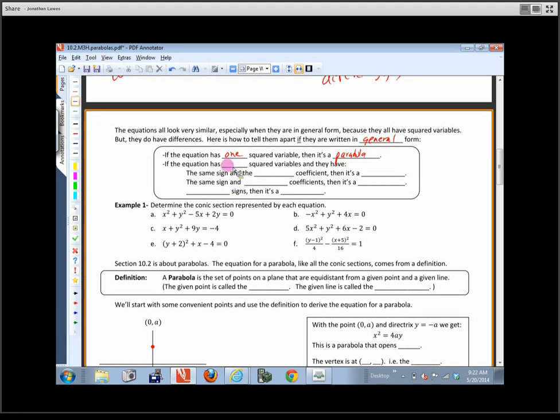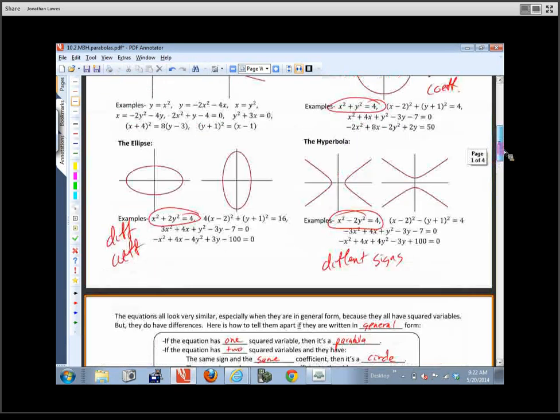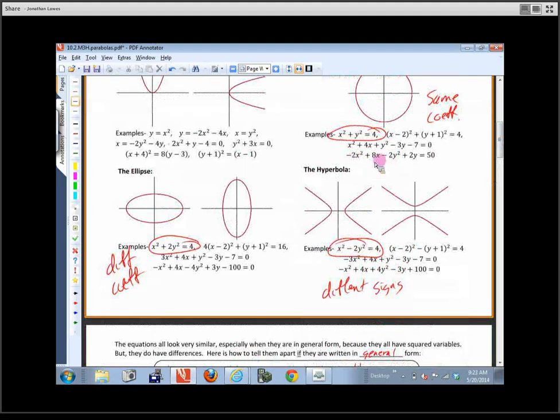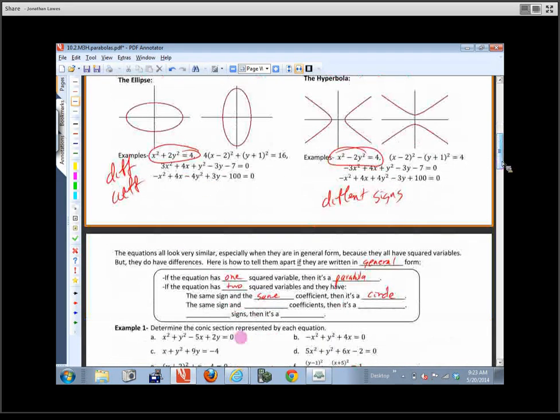If the equation has two squared variables, then we have to check something that's a little bit more complicated. If they have the same sign and the same coefficient, then what is it? Then it's a circle, okay? If they have the same sign and the same coefficient. So if we look at this example back up here, notice that both of those have coefficients of negative 2. These both have coefficients of positive 1. These both have coefficients of positive 1, okay? So that would make a circle. If they have the same sign, so if they're both either positive or both negative, notice that these are both positive, these are both positive, those are both positive, those are both negative.